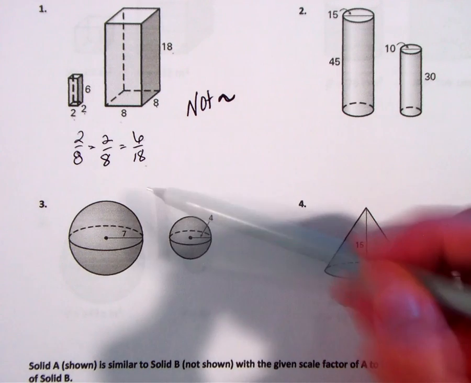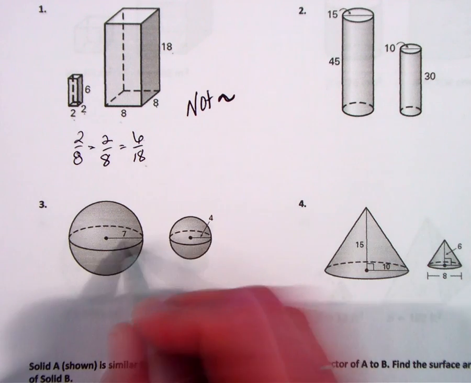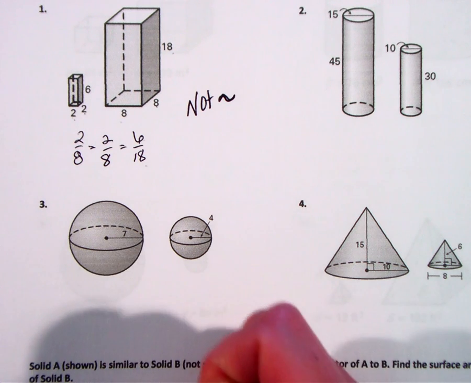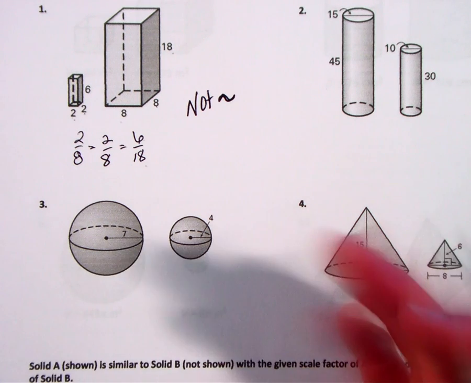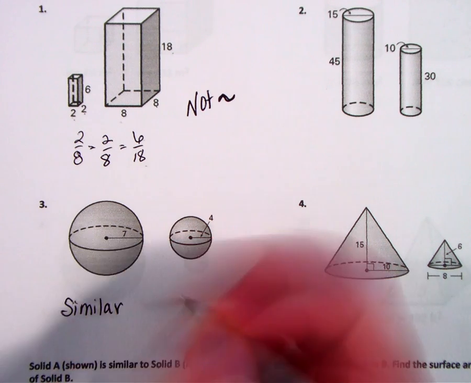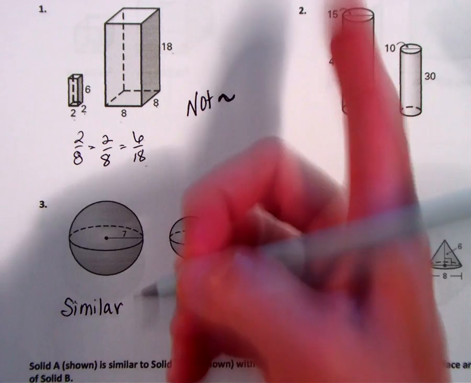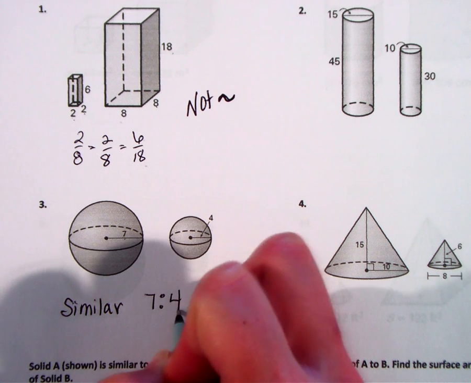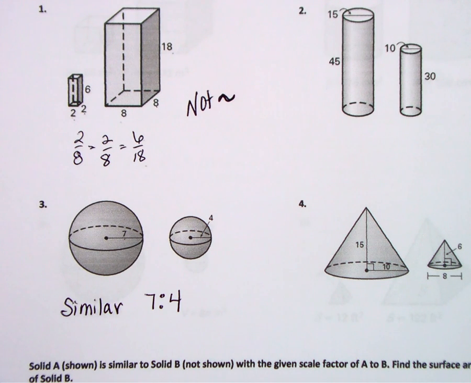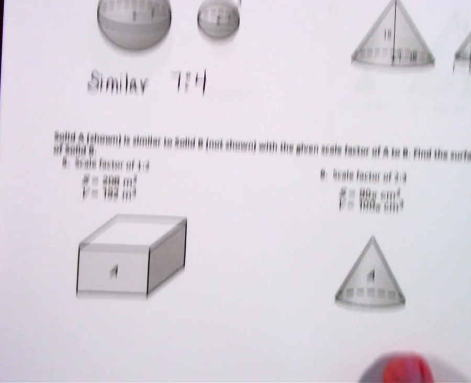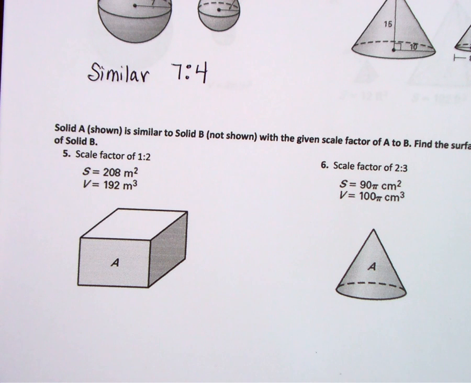Okay. What about this one? We're going to go straight down to this one. What if there's only one number to compare? Well, then, yes, they are going to be similar. These will always be similar. And their scale factor for this one would be 7 to 4. Those are the only numbers I know, so the only numbers I can put into my scale factor. Okay, going down to 5 and 6. 5 and 6 are similar to the ones we just finished up doing.